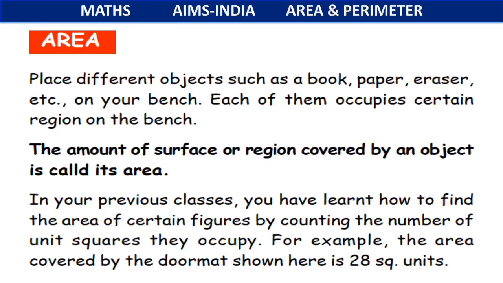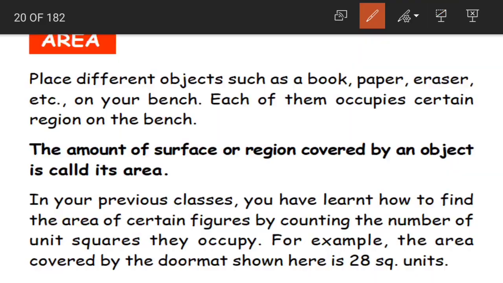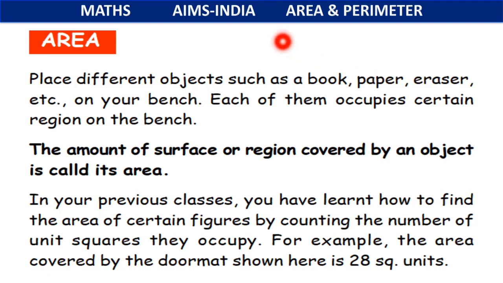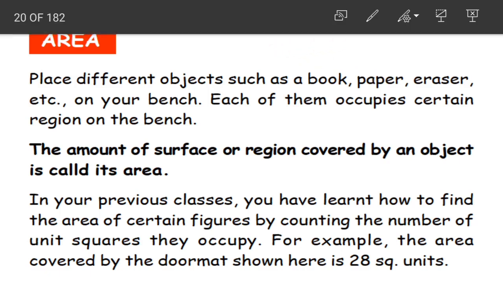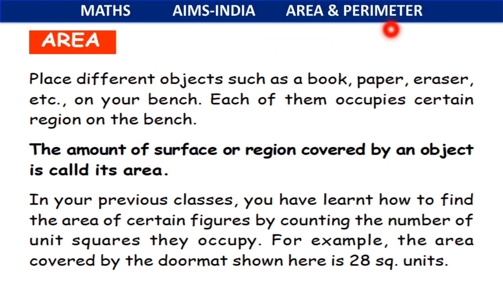Now moving on to the next topic, that is area. Till now what did we discuss? We discussed about the perimeter of square and rectangle. Now what is the chapter name? The chapter's name is both area and perimeter. As we have done with the perimeter part of square and rectangle, let us learn about the area of square and rectangle. Now what is area?